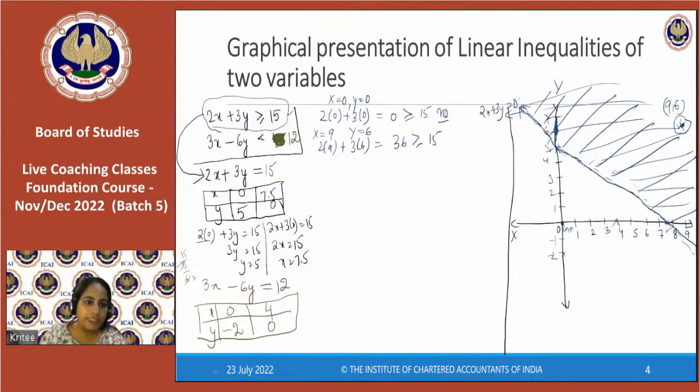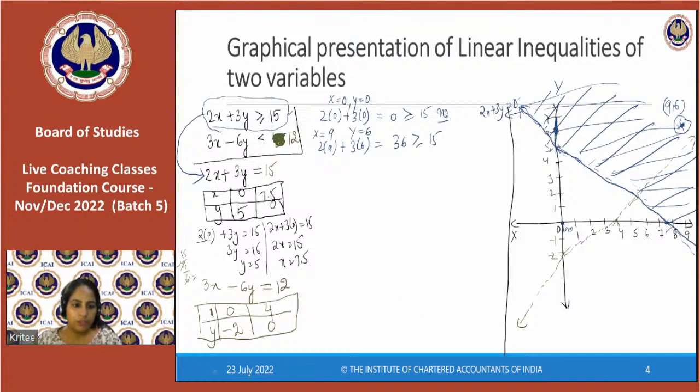This is only a less than sign. It doesn't have equality. So when it is only less than sign, the line that we will draw from here till the second point must be a dotted line. Okay, so this line must be a dotted line, and you cannot convert it into a straight line. Dotted line means the condition that is given is only less than. That is what dotted line says.